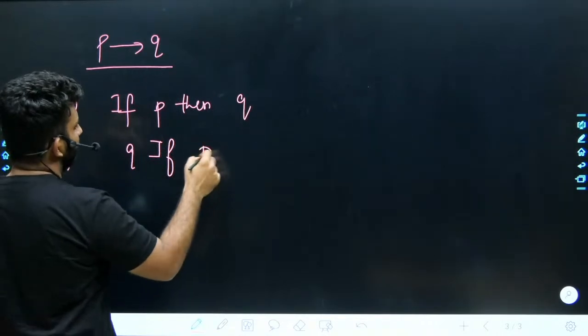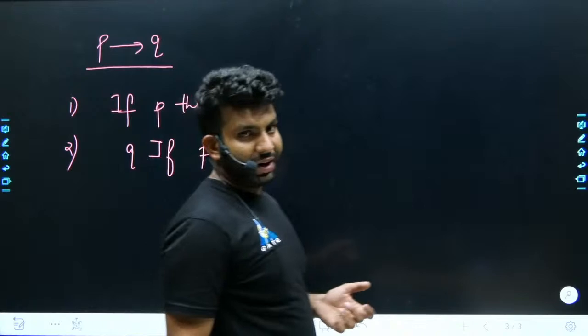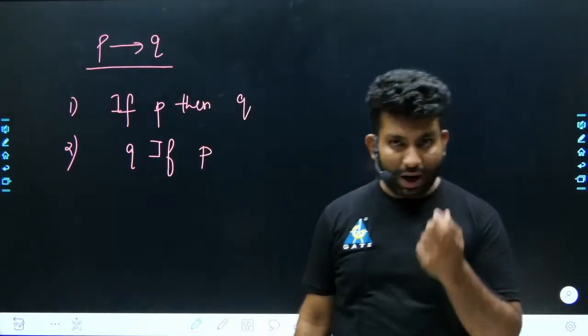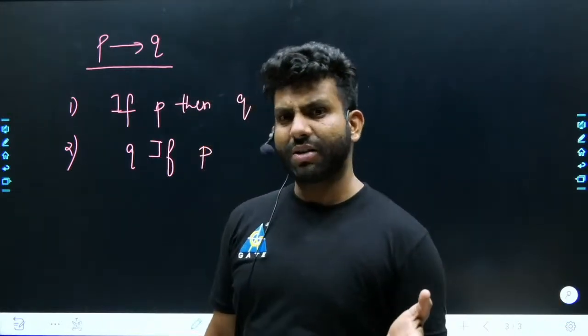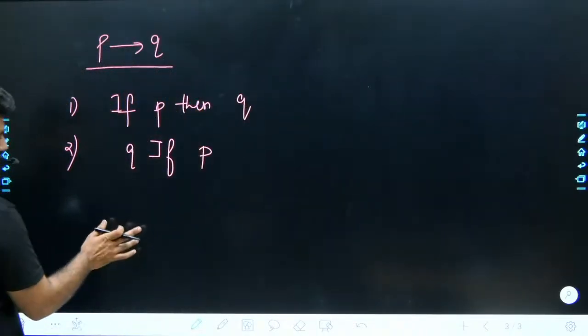Q if P. This also means the same thing: that Q will happen if P. For example, you will succeed if you work hard. I can write it in some other way as well. Okay, so Q if P.